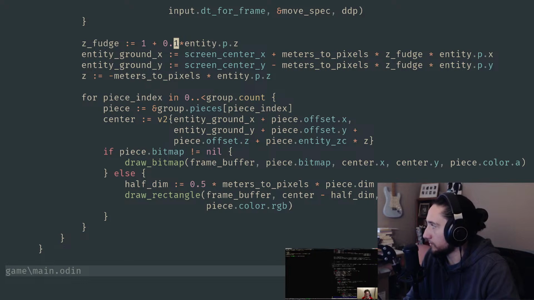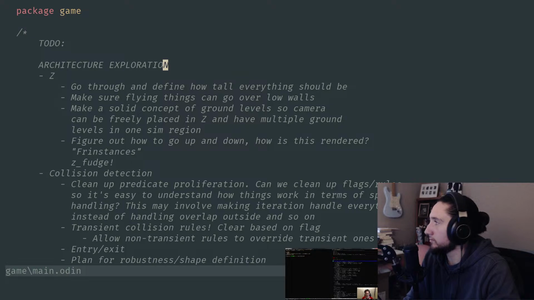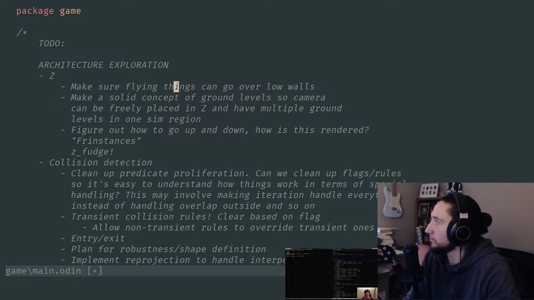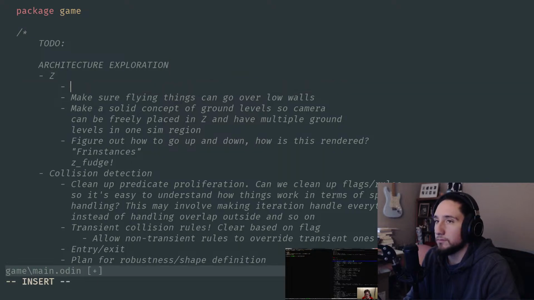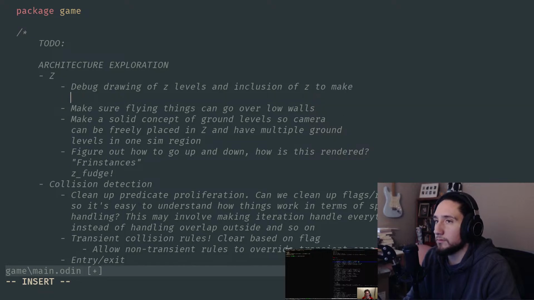But either way, we've got some bugs to deal with. So I'll leave that for tomorrow. I'll put that on the top of the to-do list. So we already went through how tall things are. So let's say debug drawing of Z levels and inclusion of Z to make sure that there are no bugs, because there are some now. Okay. All right, so let's go ahead and go to the Q&A.